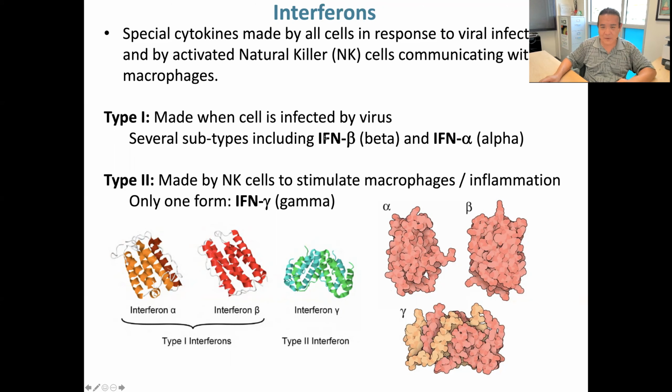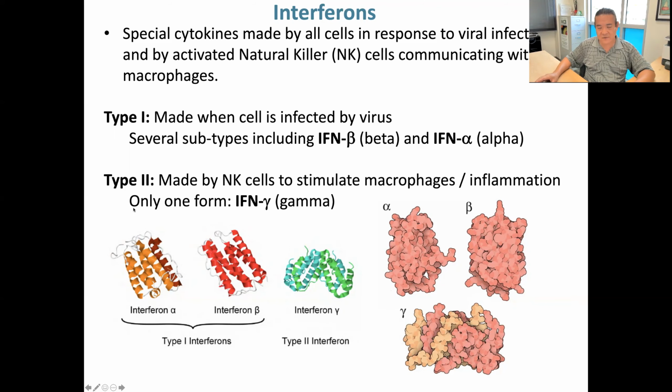A couple of examples of these type 1 are interferon beta and interferon alpha. So if you look down here, here are the ribbon diagrams showing you the structures of interferon alpha and beta. Again, they're cytokines, so they are proteins. So we're looking at the ribbon diagram, the polypeptide chain of amino acids that make up these proteins, and they're small. And over here, you see the space filling model. So this is what interferon alpha and interferon beta look like, and these are type 1.